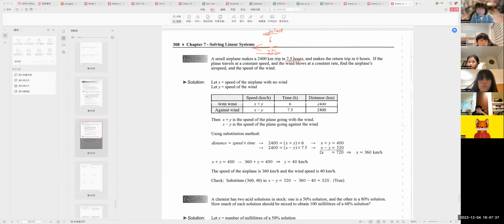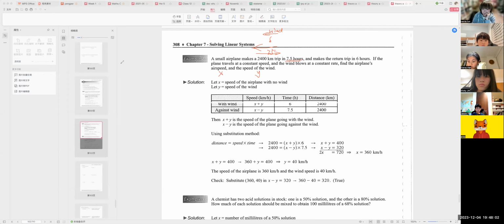Obviously the wind is like that. When the wind goes with the plane, it is faster. When it takes 7.5 hours, that means the wind is against the plane. Okay, so find the airplane's speed and the speed of the wind. So again, it's x and y. x is the airplane speed, and y is the speed of the wind.